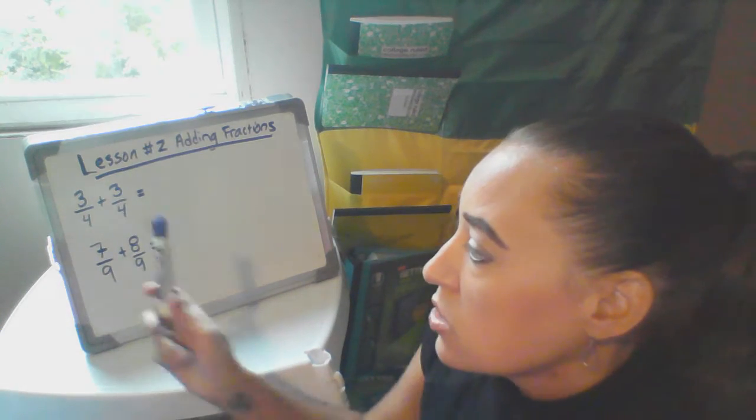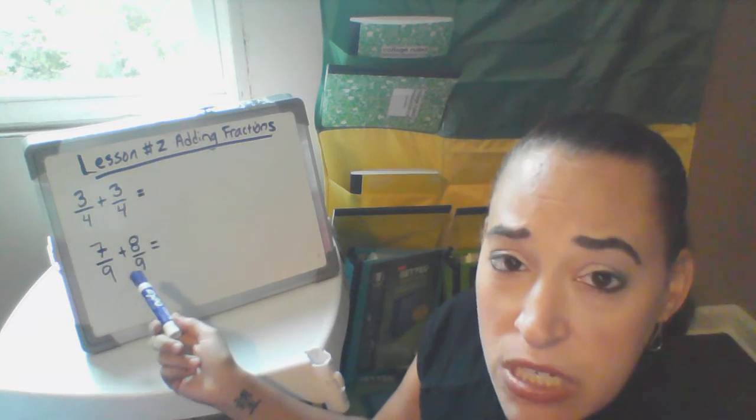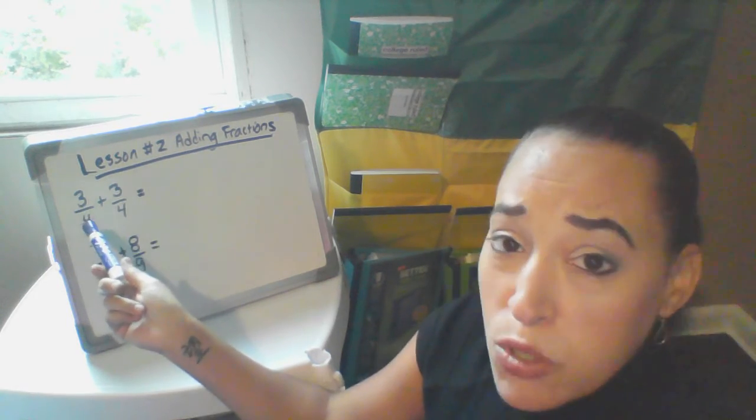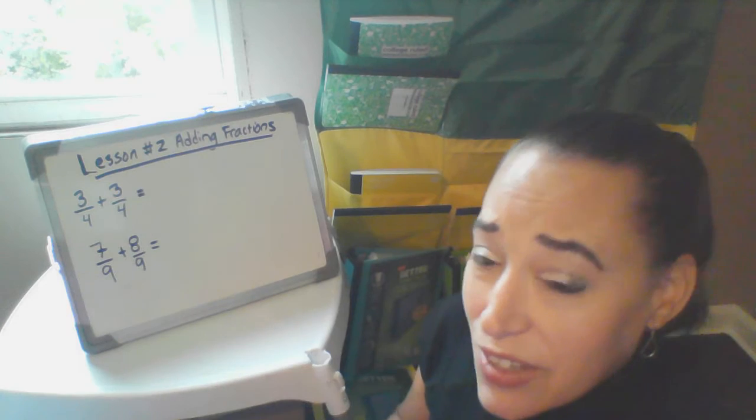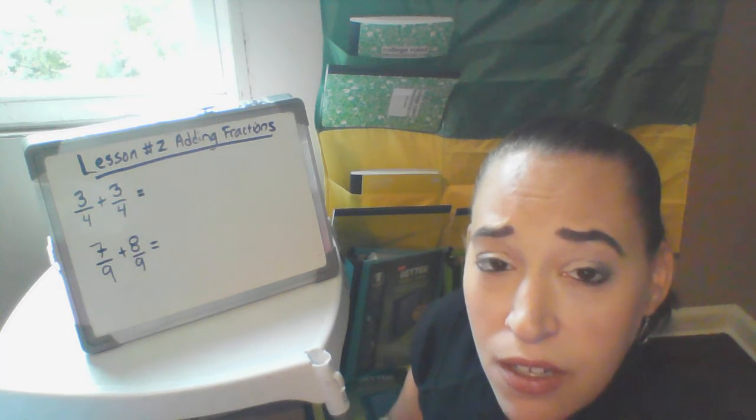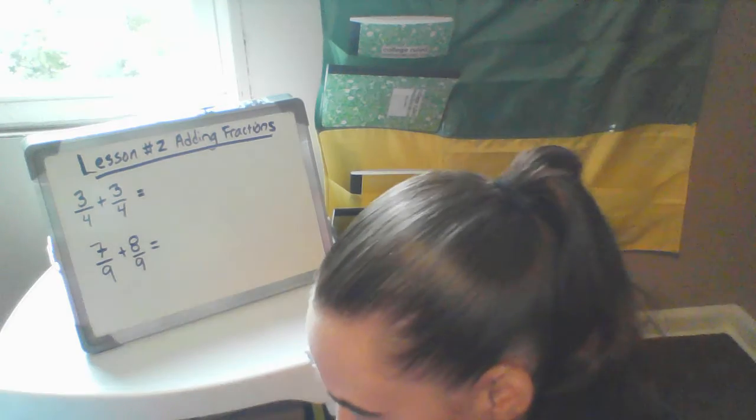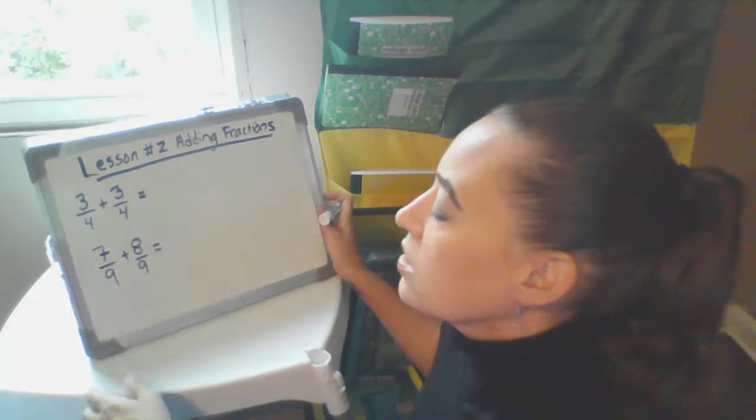So the steps are: make sure you have that common denominator. After you see you have a common denominator, you simply just add your numerators. That's it. Okay, after you add your numerators, you simplify if you can. Again, if the numerator, so I'll show you one. Oh, let me show you.